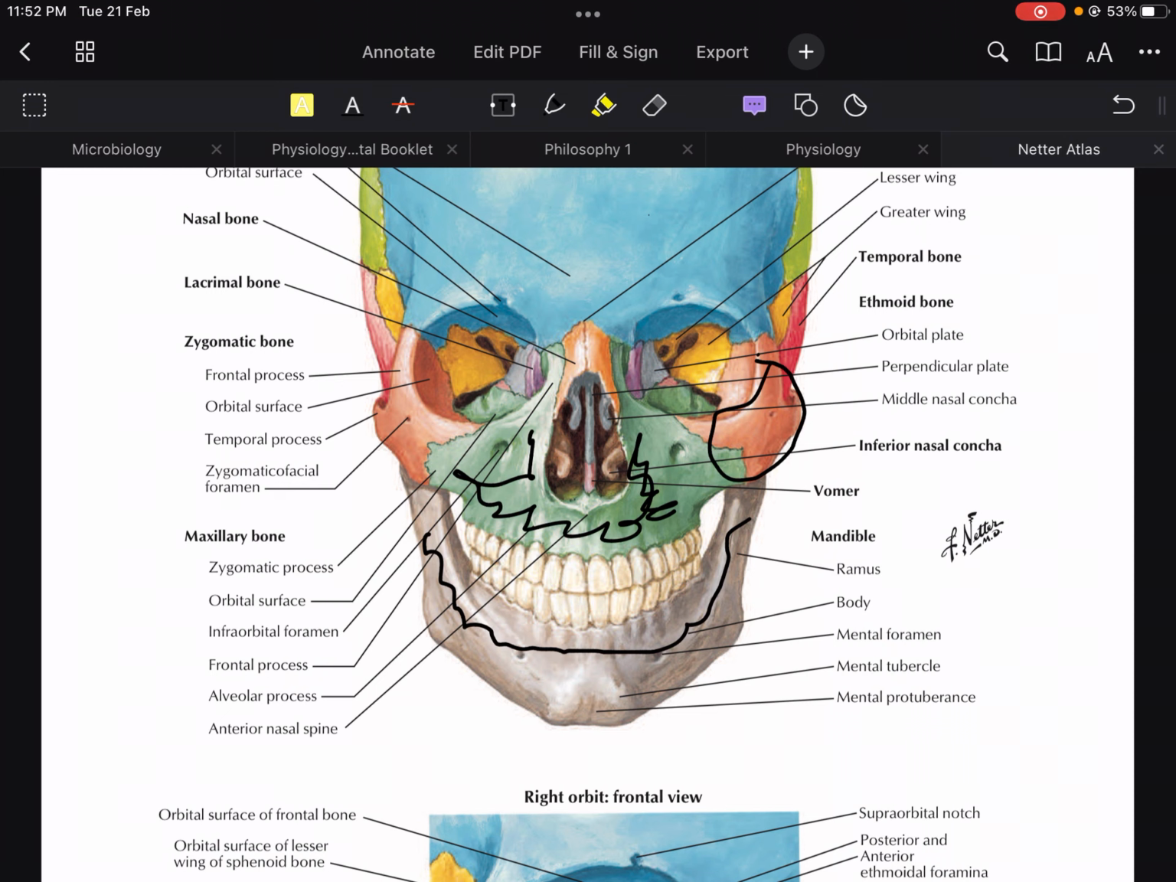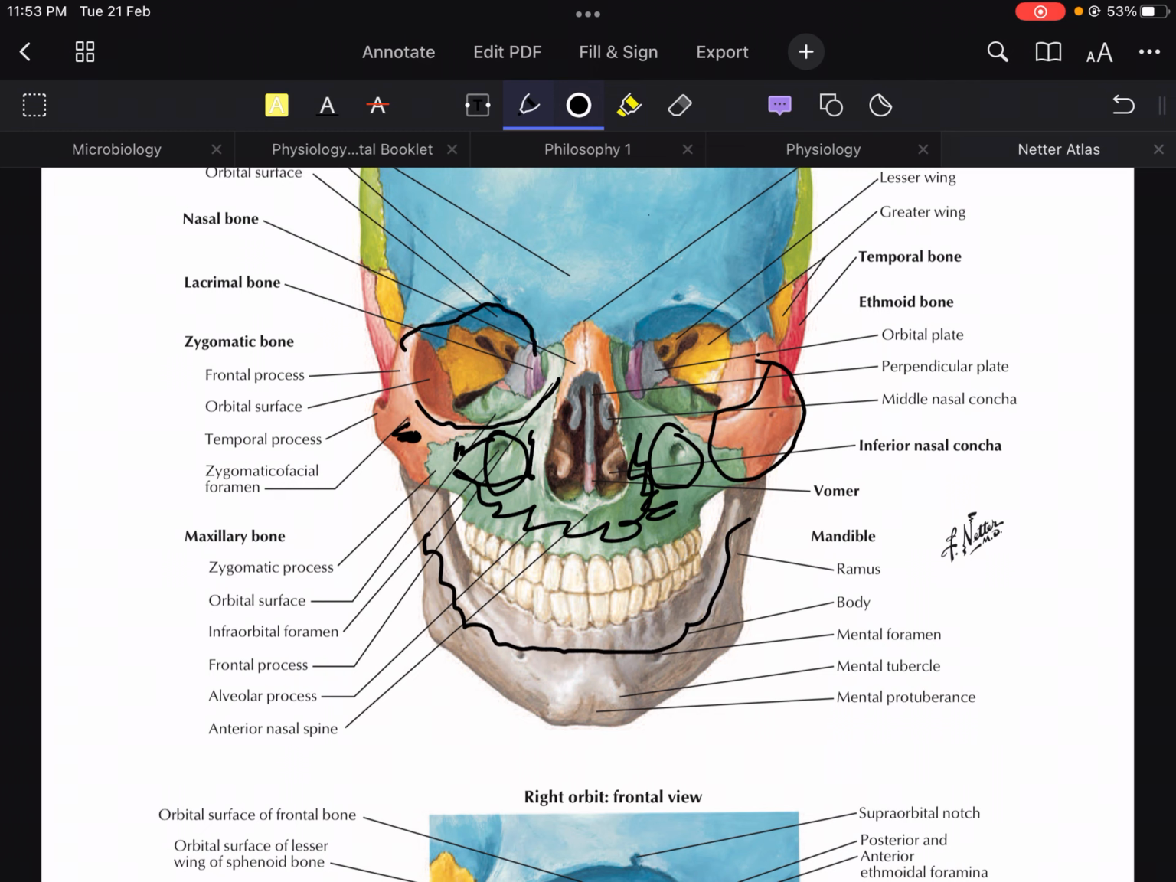Also in this part we have different types of foramen. For example, we have the infraorbital foramen, which is located below the infraorbital margin. What is the infraorbital margin? It's here. Two bones make this margin, a part of the zygomatic bone and a part of the maxillary bone. And also we have the supraorbital margin, which the frontal bone, the blue one, makes.